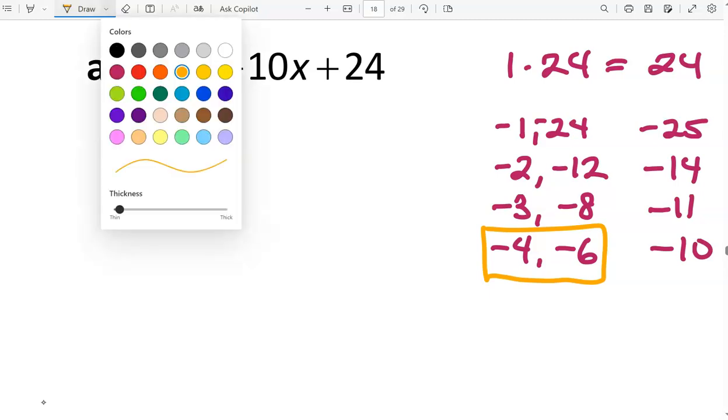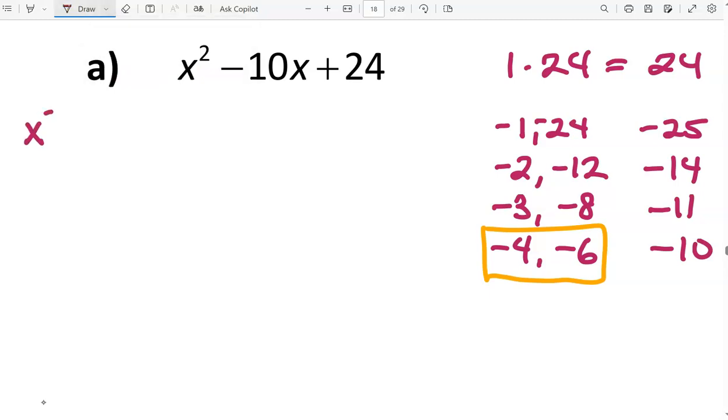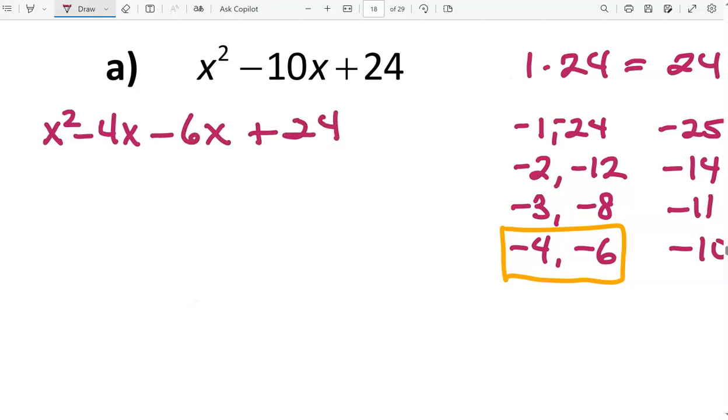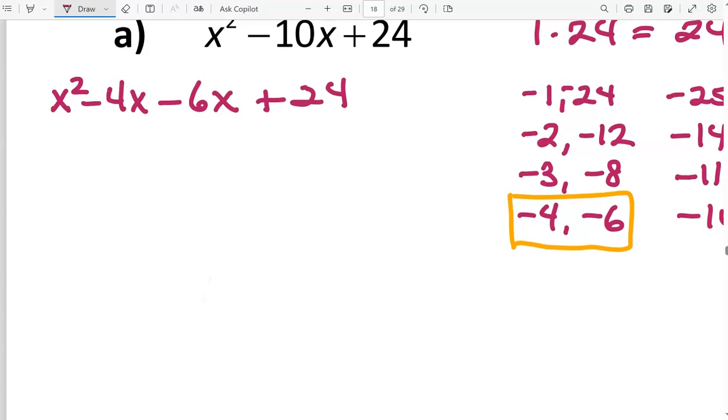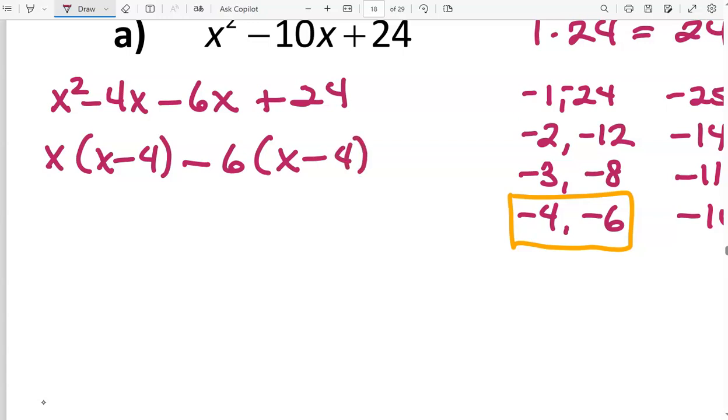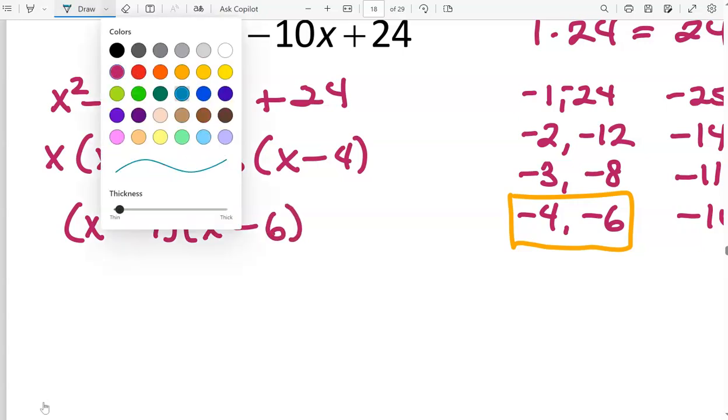So let's split the middle term. X squared minus 4x minus 6x plus 24. By the way, it doesn't matter what order those two terms go in. Negative 6x can go first. Now let's factor by grouping: x times x minus 4, minus 6 times x minus 4. So this factors into x minus 4 times x minus 6.